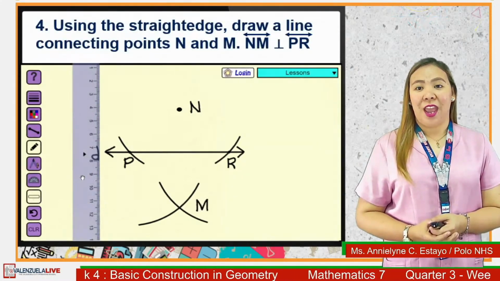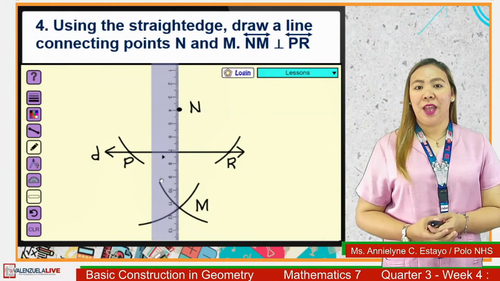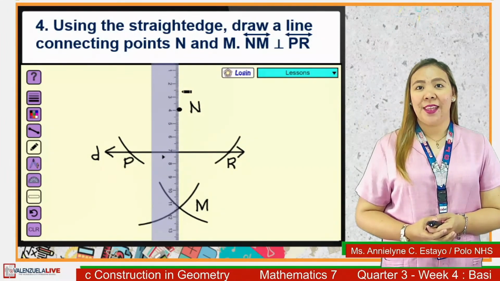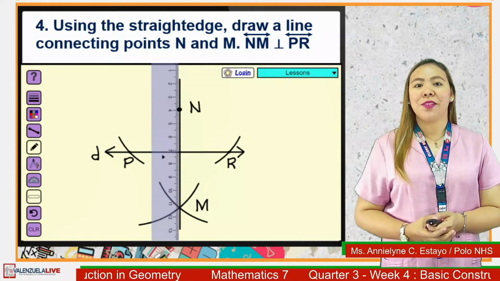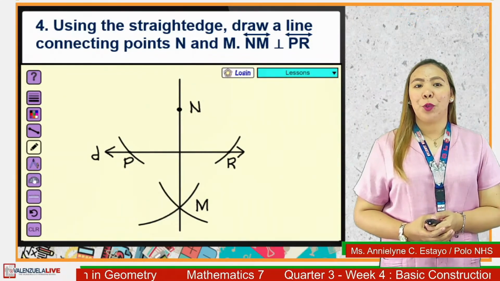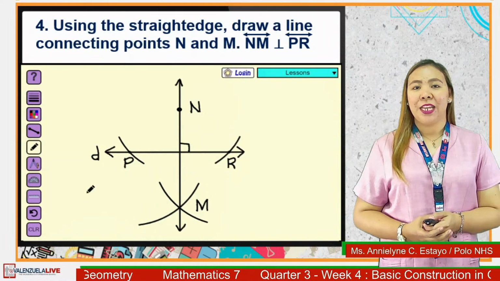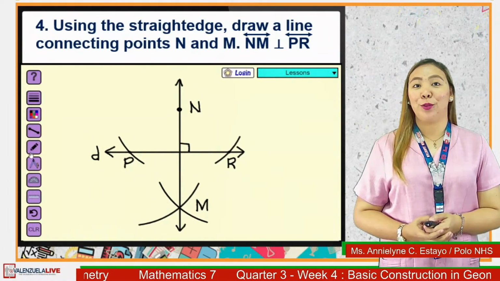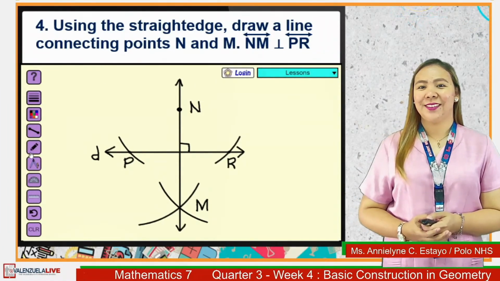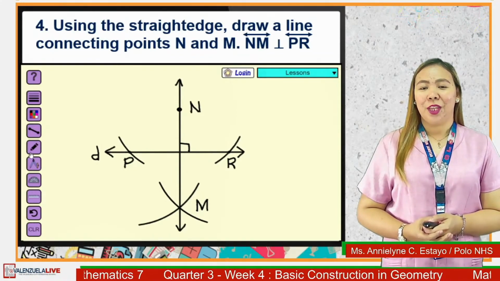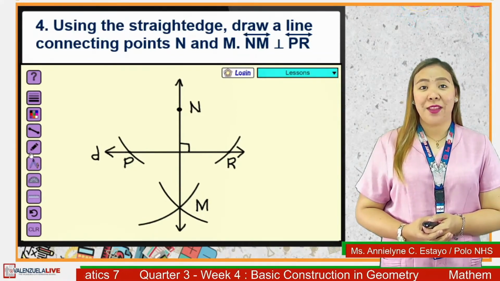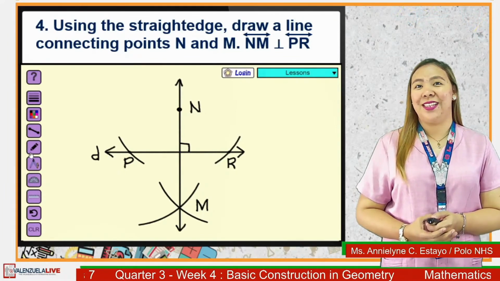Using the straight edge, draw a line connecting points N and M. Using the steps that we have, we produce line NM that is perpendicular to line PR. Are you still with me? That's amazing. We are now on the last geometry construction activity.